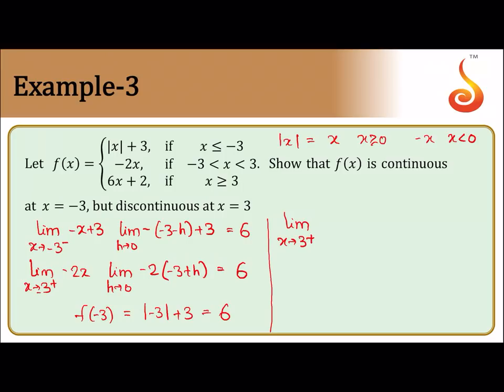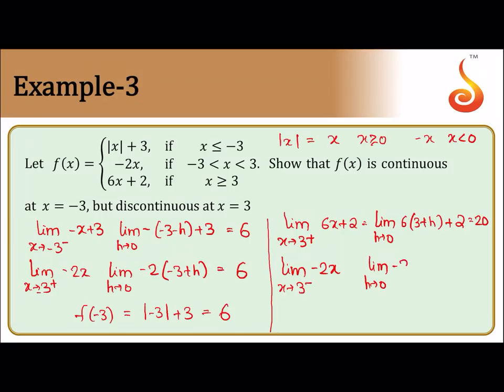So many examples we have solved. Now we'll come to x equal to 3. So limit x tending to 3 plus. 3 plus means more than 3. The third function is 6x plus 2. Next step, limit h tending to 0, 6 into 3 plus h plus 2. You get how much? 20. 6 3s are 18, plus 2, 20.